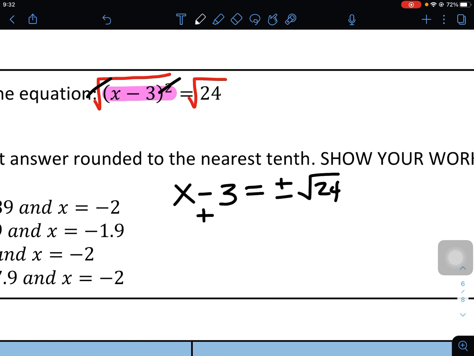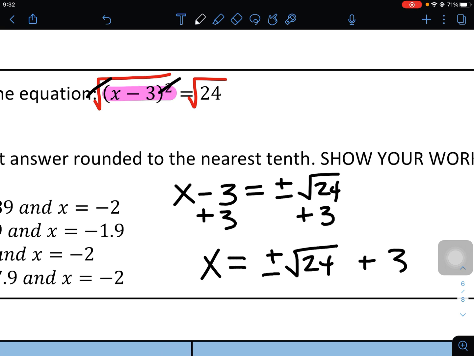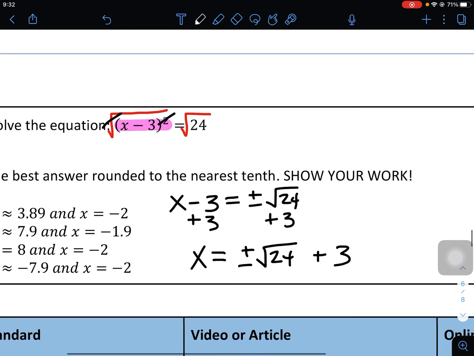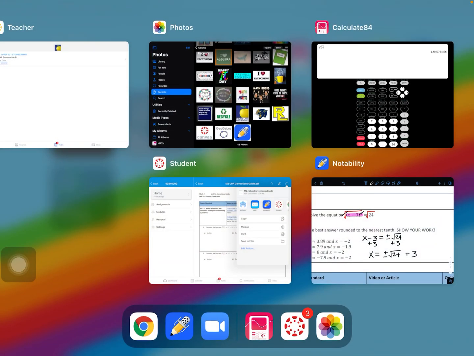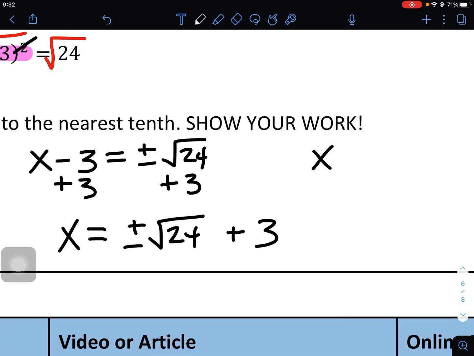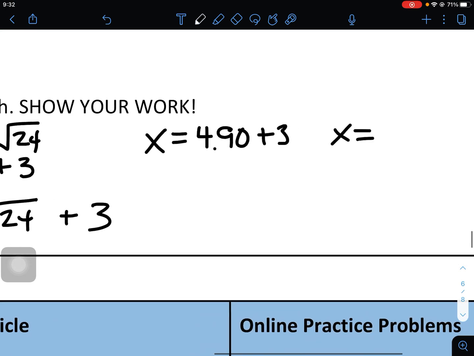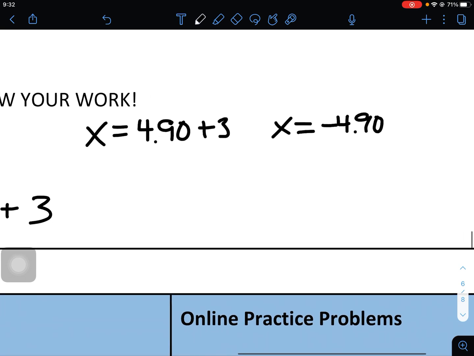Just be very careful how you put this in the calculator. X is equal to plus or minus the square root of 24 plus 3. That plus 3 has to be outside the parentheses. The other option is to evaluate the square root of 24. Second, x squared, 24. Remember, second, x squared, and then your value is 4.898, so 4.90. So x equals positive 4.90 plus 3, and x equals negative 4.90 plus 3.